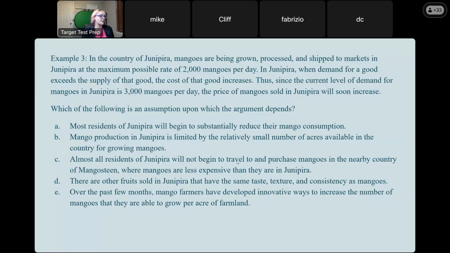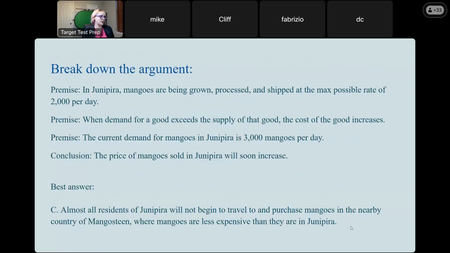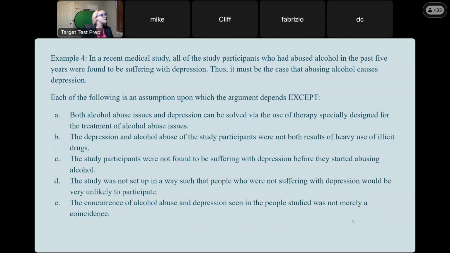Does anyone have any questions on that? All right. And then this is just our breakdown and our answer. And then here we have example 4.